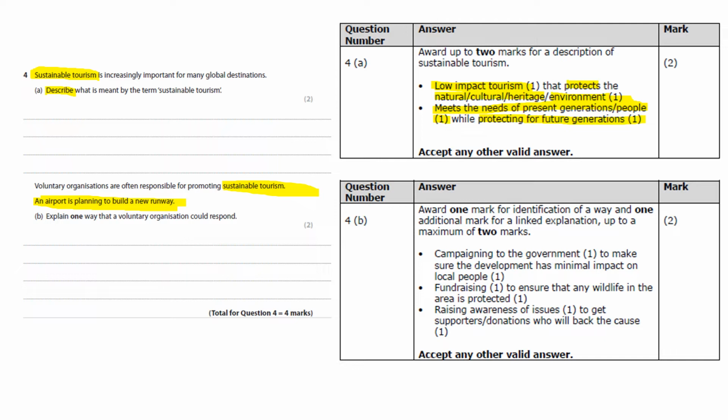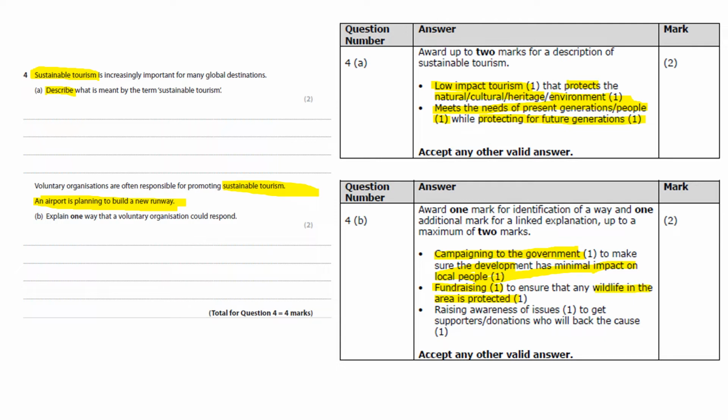So how could they do that? Well, they could try and get the government involved. So they could campaign to get the government involved, 1 mark. Why would you do that? Well, it could be to stop the runway, or it could be to reduce the impact it has on local people. So, for example, perhaps stopping flights at night. They could raise money, fundraising. They could do that to create protected areas in the local environment, to protect the wildlife.